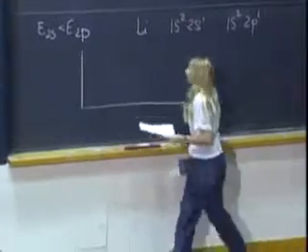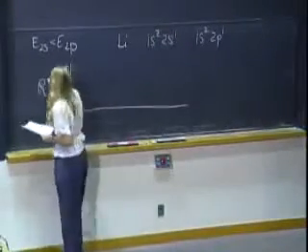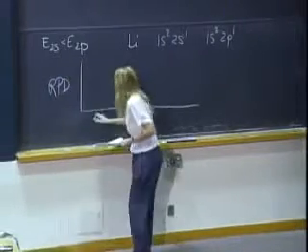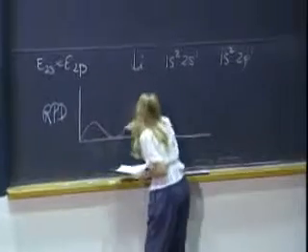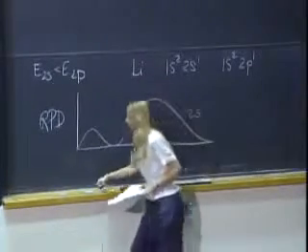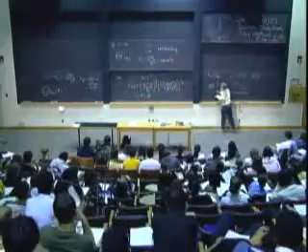Well, to look at that, we've got to look at the radial probability distribution functions for 2s and 2p. So here's the radial probability distribution function for 2s. Here's the radial probability distribution function for 2p.